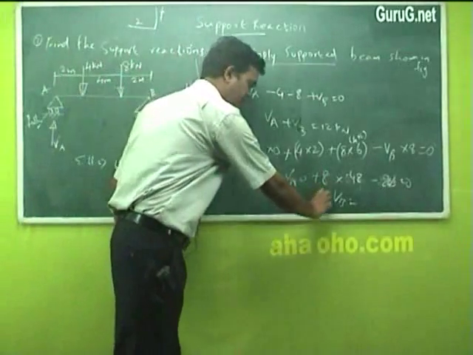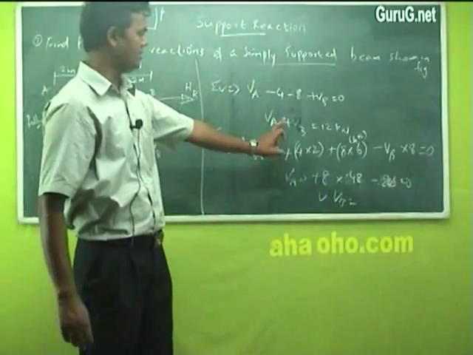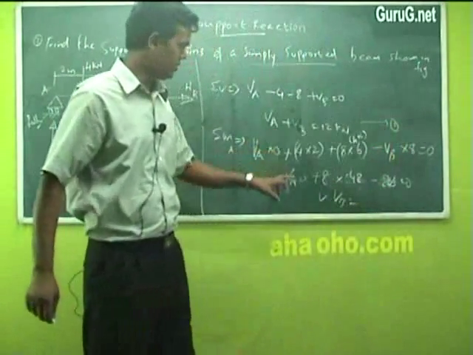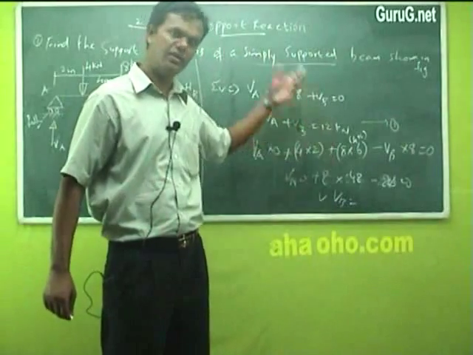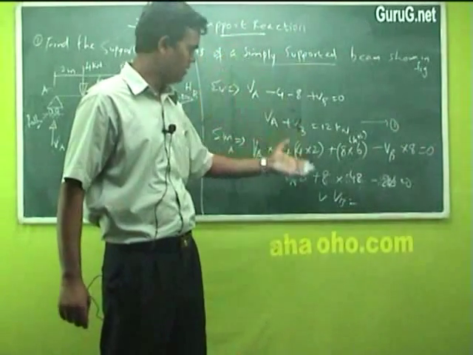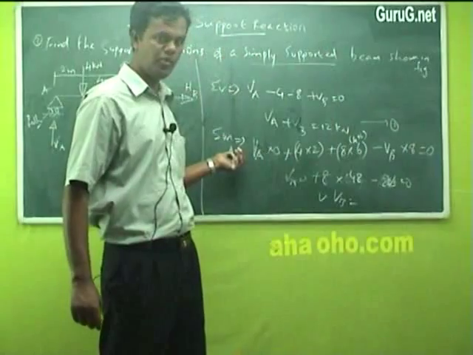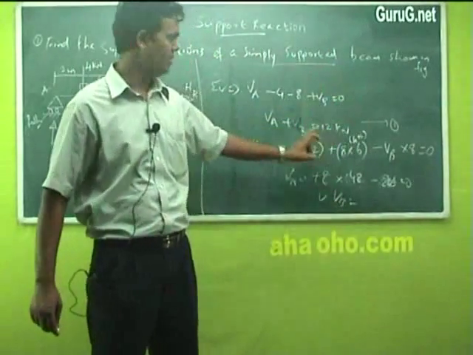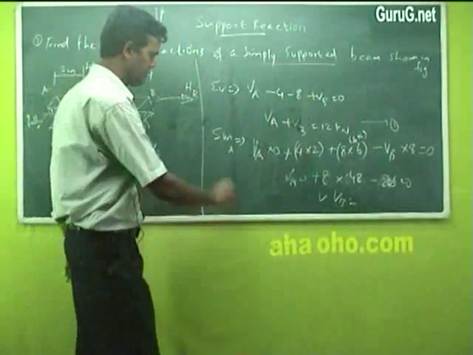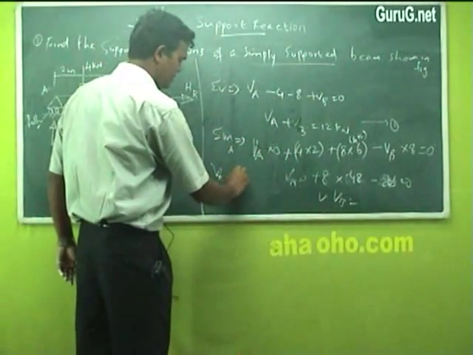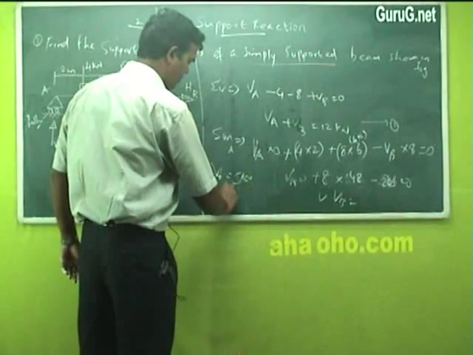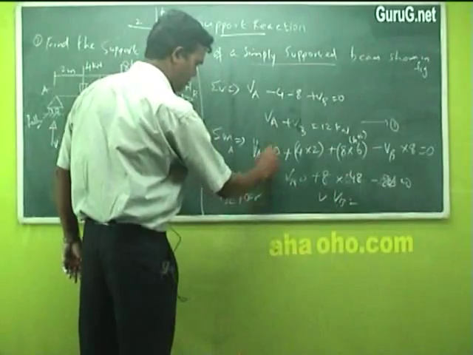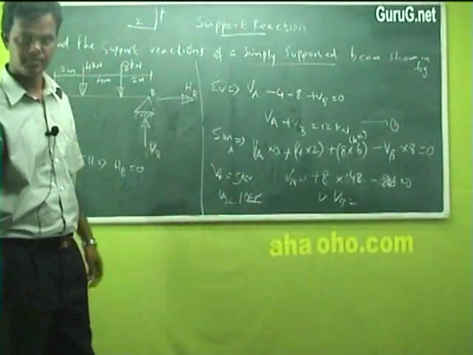After getting this VB value, you substitute this VB in this equation. This is equation number 1, suppose. You got VA plus VB is equal to 12 kilonewton from your sigma H and sigma V. Find VB using your moment, substitute it here and get the value for VA. So you will get the value of VA, say suppose some 5 kilonewton, and VB some other value, suppose 10 kilonewtons. That's your answer. Is it okay?